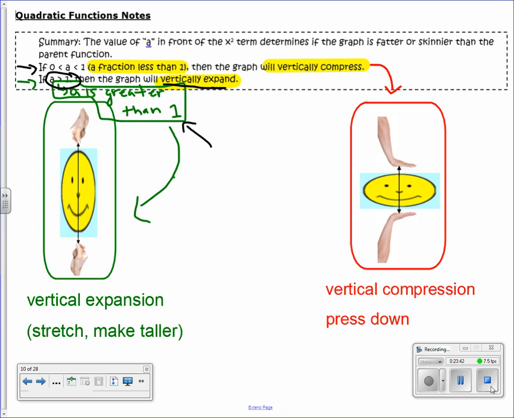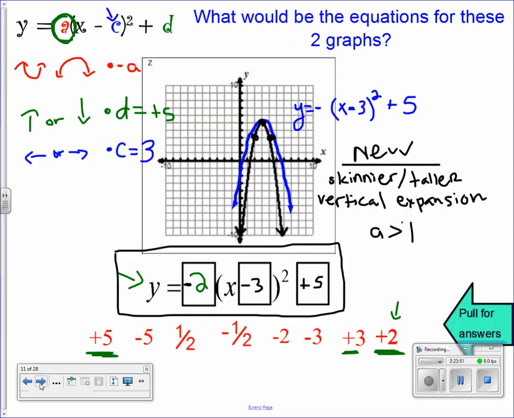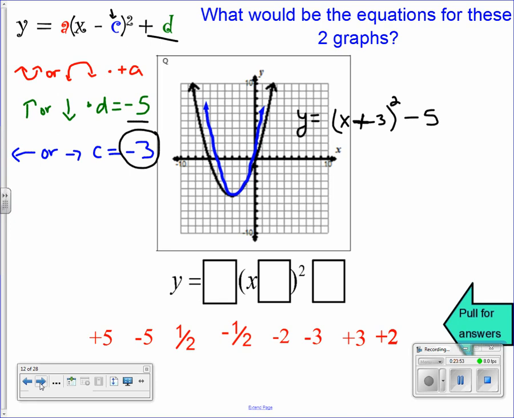If you need to pause it or rewind it, or discuss things or ask questions to each other, please go ahead and do so. Now let's look at graph Q. Let's go ahead and fill in what we had here. Our d value at the end is -5 because it moved down 5. And in parentheses we had plus 3 because it moved to the left 3. And we know in front we're going to have a positive a value.